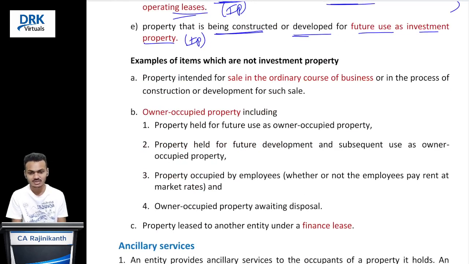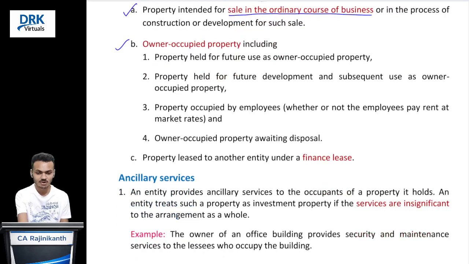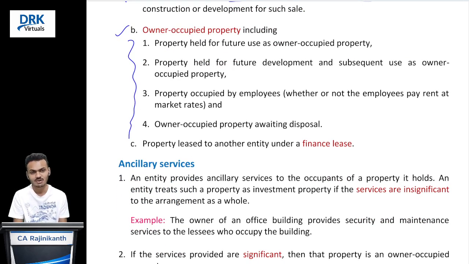And next one, examples of items which are not investment property. First one, property intended for sale in the ordinary course of business. What is that? It is inventory. And next one, owner occupied property. These are all owner occupied property. We should not treat them as investment property, right? So what are they? Property held for use as owner occupied property. There is a straightforward intention, correct?